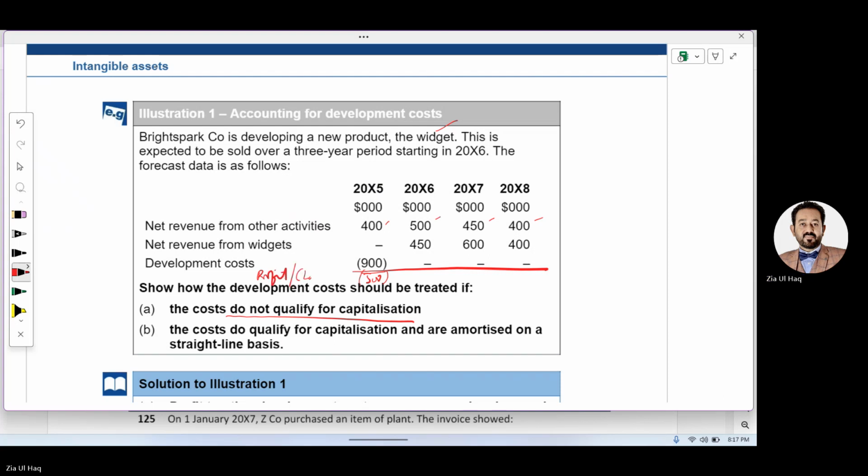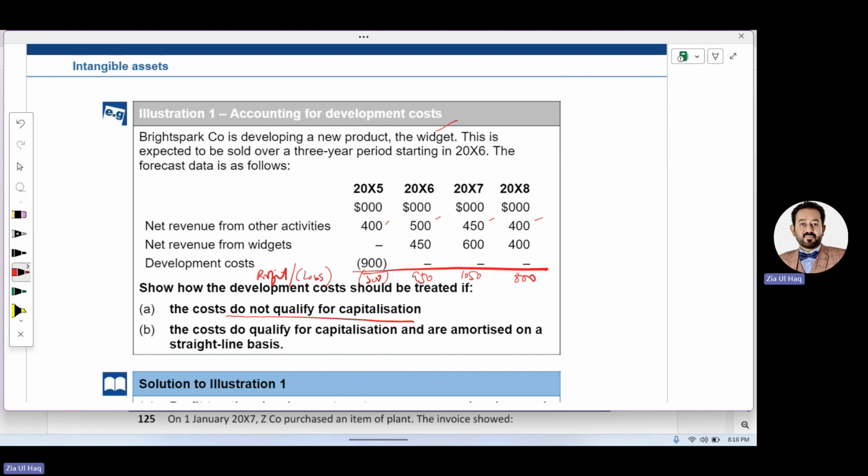Profit or loss. For 20x6, there will be 950 profit, for 20x7, there will be 1050 profit, and 800 profit. Part A is fine. But we have to expense it out. Expense out in the year where it is incurred. Income statement complete, not over the years.